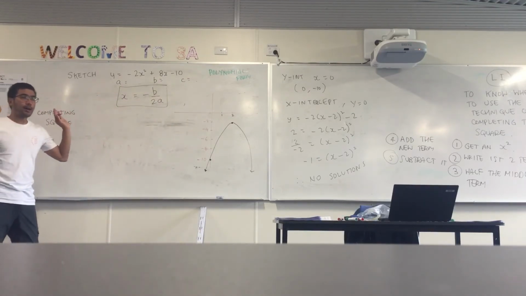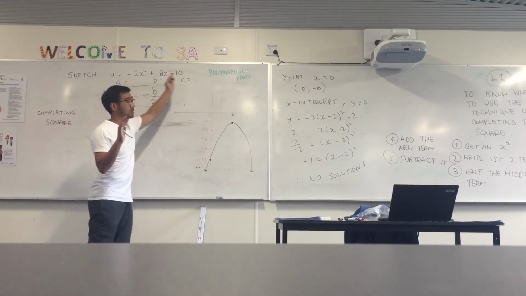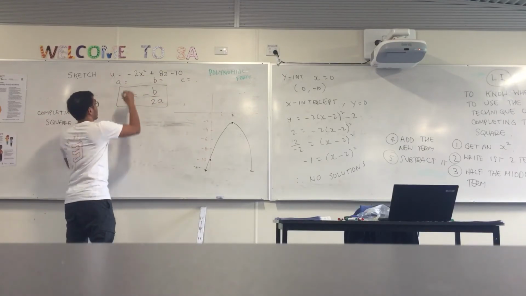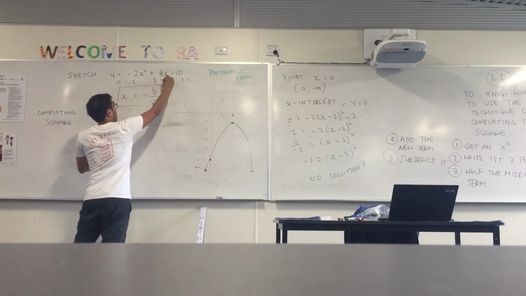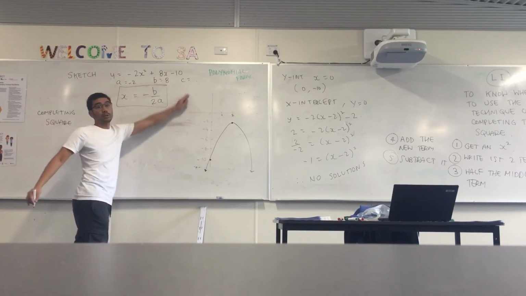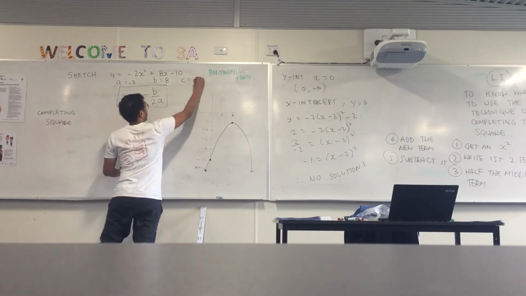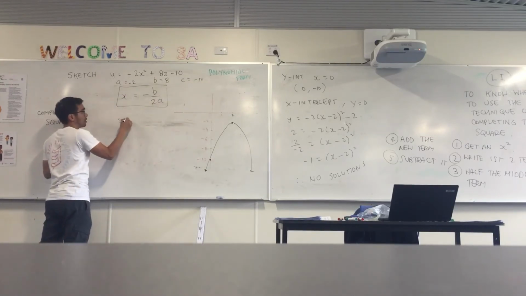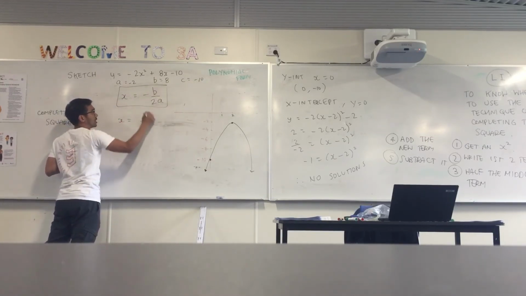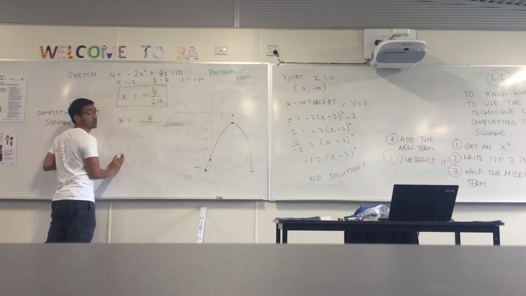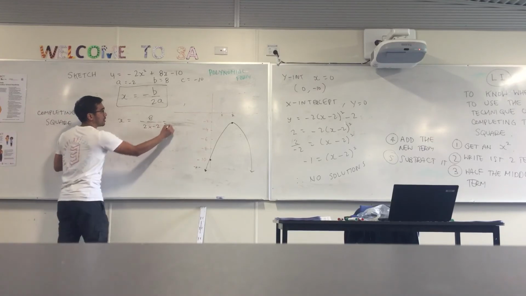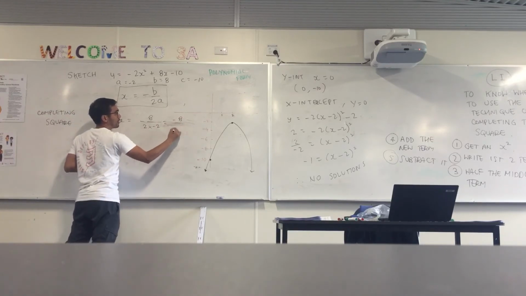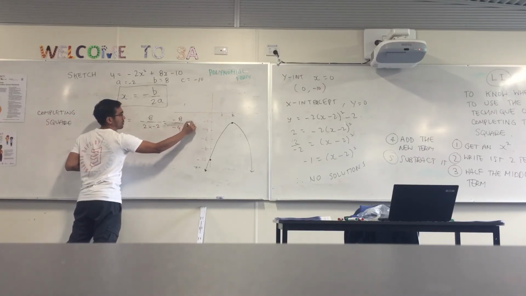What's my A, Hashi? Negative 2. What's my B, Hanan? 8. And my C? Negative 10. If I put it in this equation, my negative B, negative 8, over 2 times an A, what's my A? Negative 2. That's negative 8 over negative 4. What's that equal to? Positive 2.